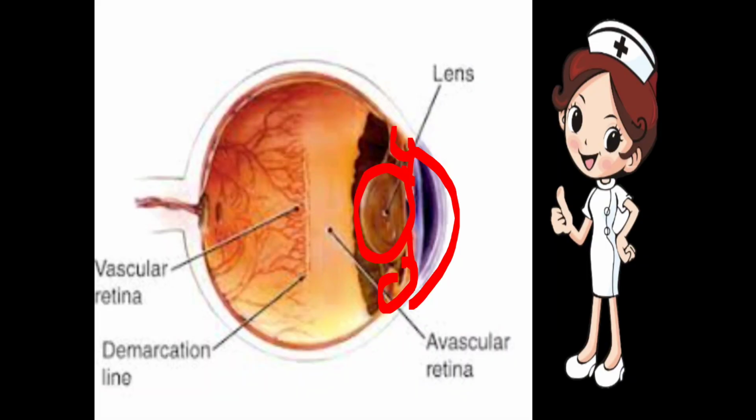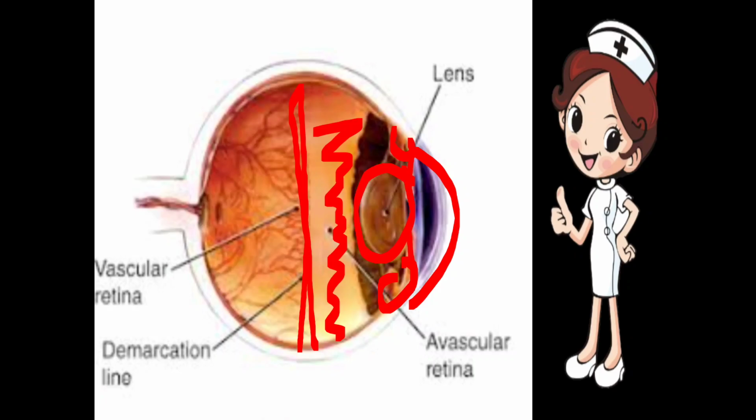Okay. So here is a vascularized retina. If you can see, the blood vessels are present here. Due to the presence of the blood vessels, it is known as a vascularized retina. And this one is the avascularized retina. No blood vessels are there. Okay. And there is a demarcation line in between them.